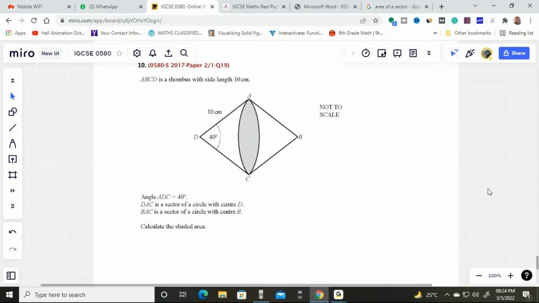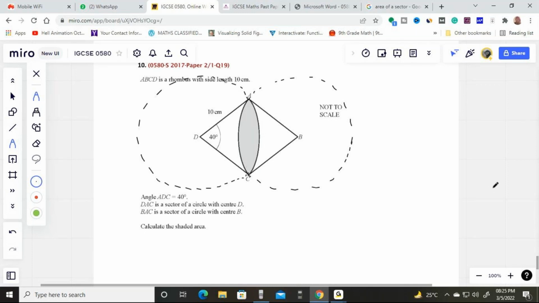Now how are you going to solve this? You see, here we have been given a rhombus. This is a full rhombus having side 10 centimeters. And angle ADC is 40 degrees. DAC is a sector of a circle with center D, and BAC is a sector of a circle with center B. So of course, actually you're having some circles like this. This is center B. And this is another circle, drawn like this, and this has center D. It's like that. So these are the sectors of it. You need to calculate the shaded area.